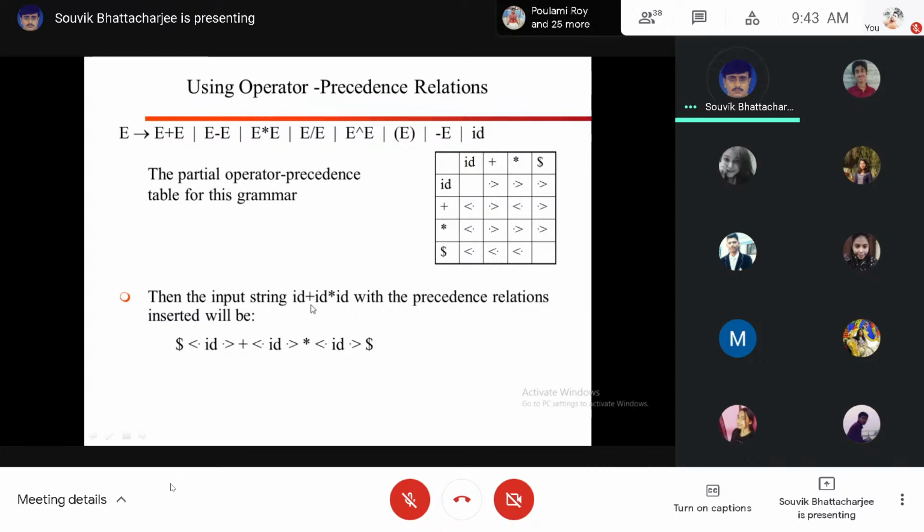You just see here, if you insert the precedence relation among these terminal symbols, dollar must be there at the start and dollar must be there at the end. Dollar and ID, you just insert the precedence relation as per the precedence. ID and plus, you have inserted one precedence relation. Plus and ID, another. ID and star, another. Star and ID, another. And ID and dollar, another.